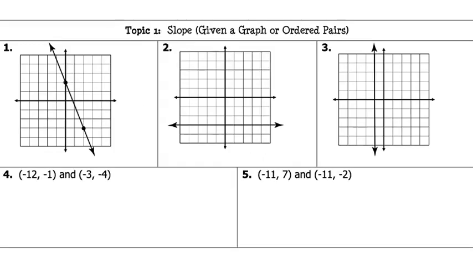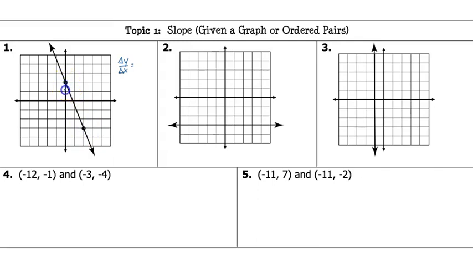So first, topic number one, we just want to find the slope. So slope, we've been given a graph or an ordered pair. So I'm going to look here at number one. Remember, slope is all about the change in y over the change in x. So I need to find out if I am here and I need to be here, what is my change? How far have I moved?